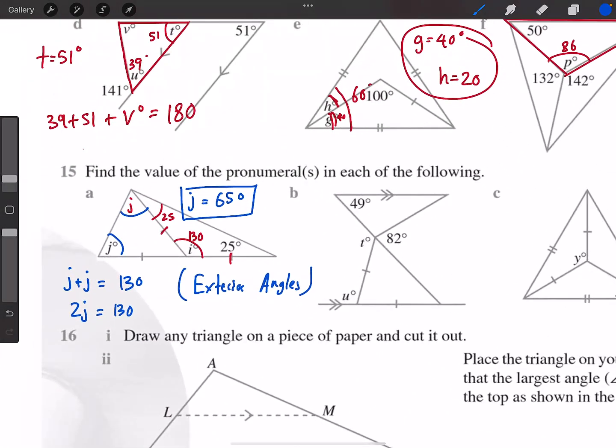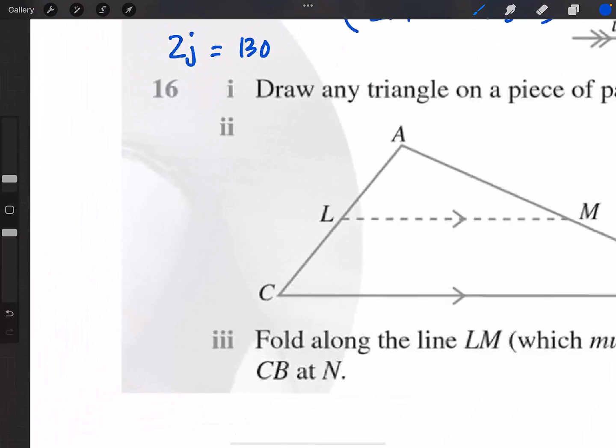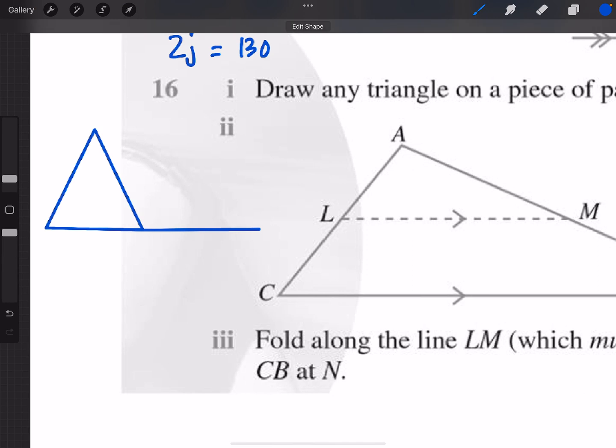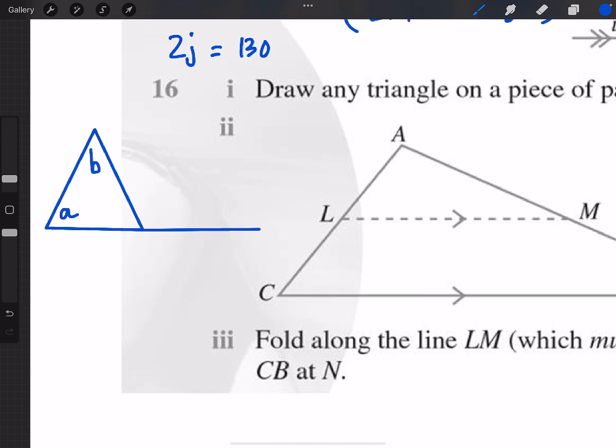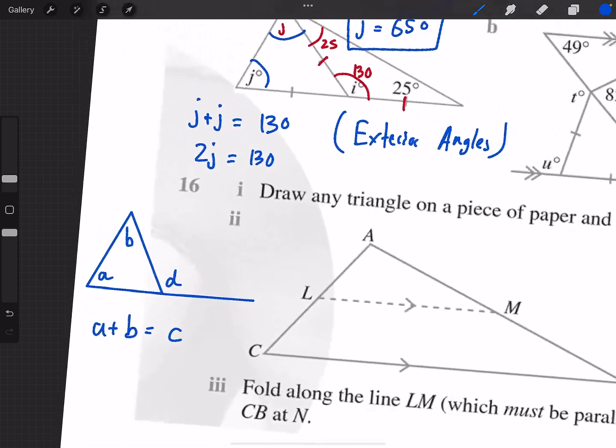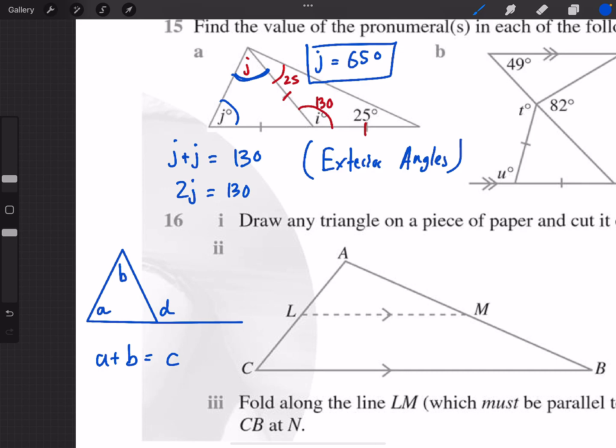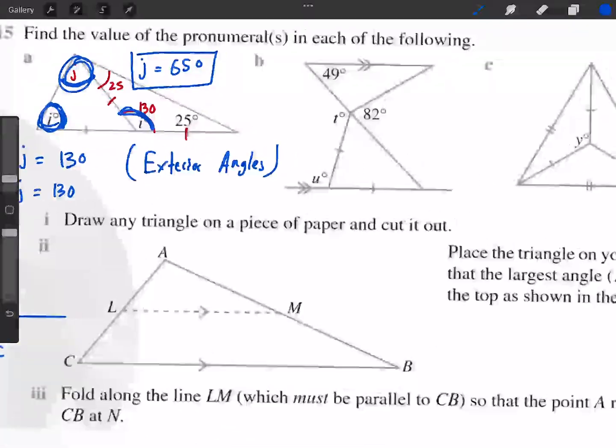If you forgot what exterior angles are, it looks like this. If you have a triangle and you extend one of the sides, A plus B is equal to D. That's the exterior angle, and it happens here. So this angle plus this angle must equal this angle. Okay, this is exterior angles. Alright.